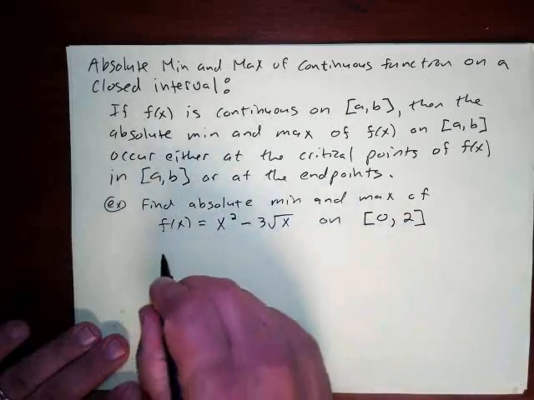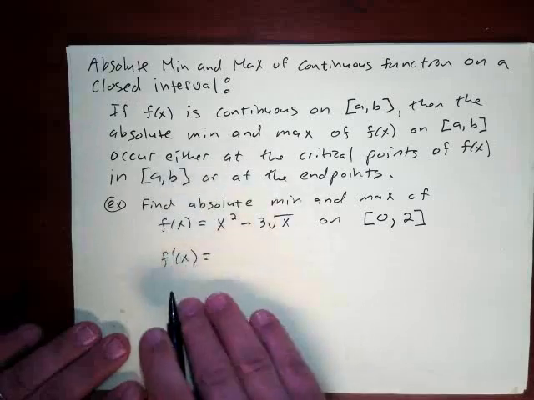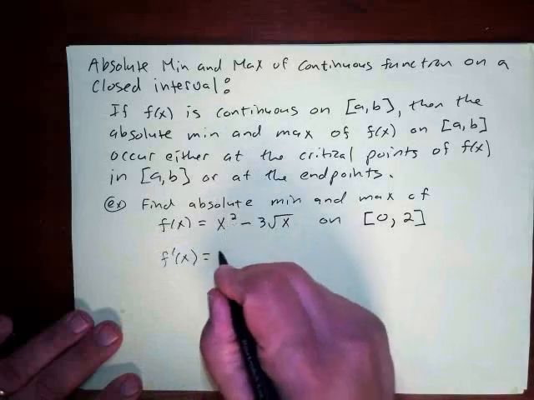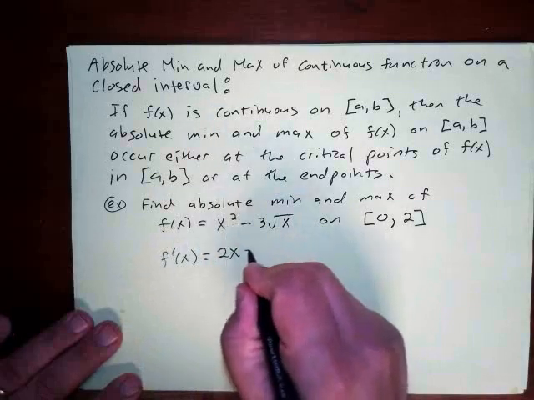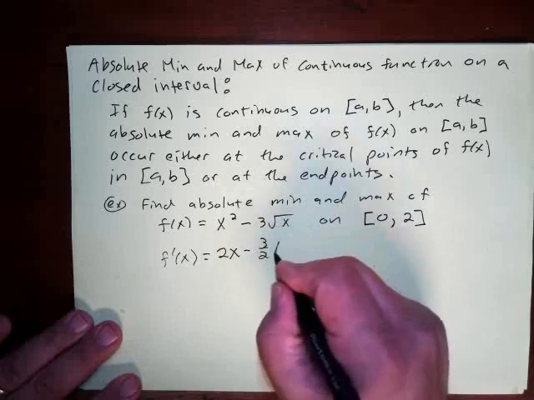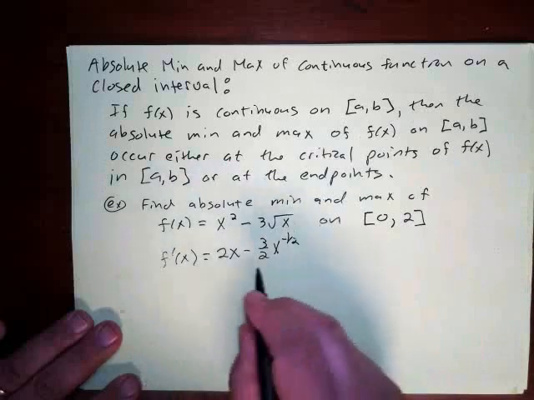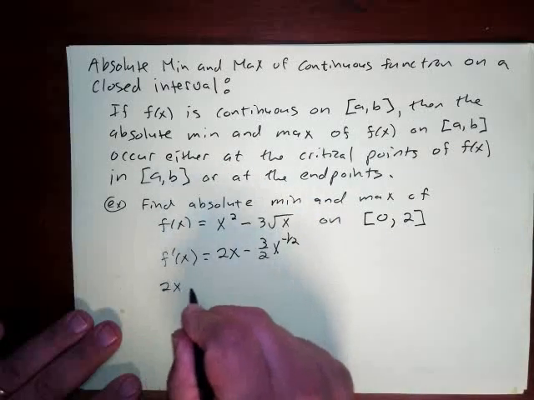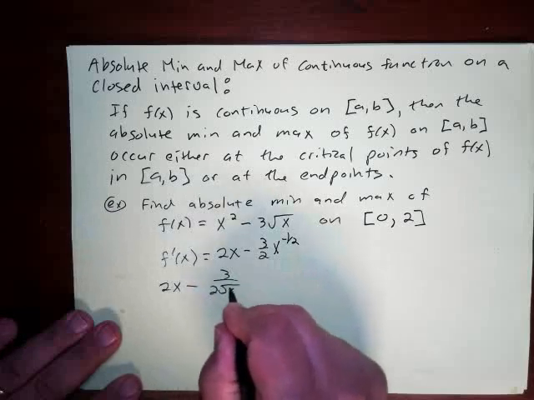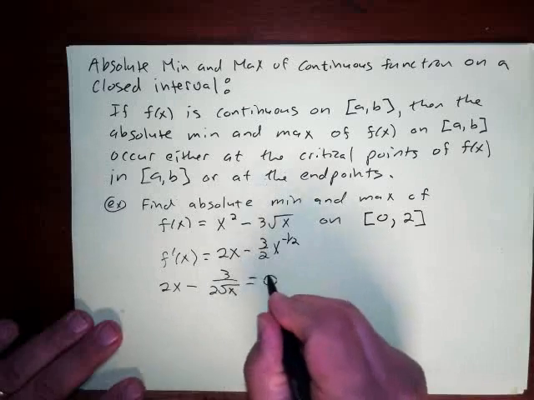And so what I'm going to do is find the critical points. I'm going to find when the derivative is equal to 0. So first I need to take the derivative, so I get 2x minus, if I bring down the 1/2, 3/2 x to the negative 1/2. And now I set this equal to 0, so I could rewrite this as 2x minus 3 over 2 square root of x, and this is equal to 0.